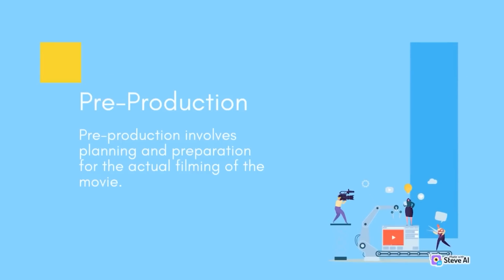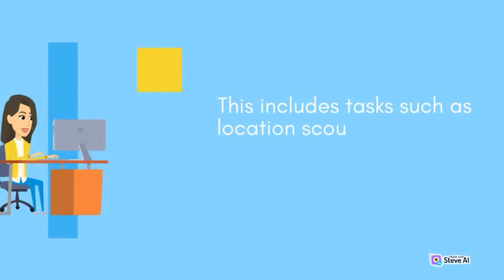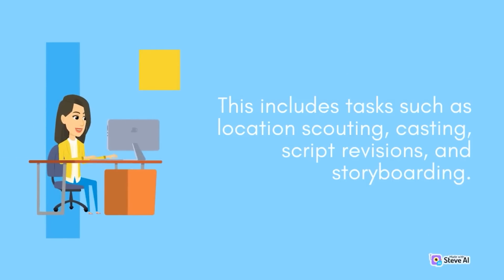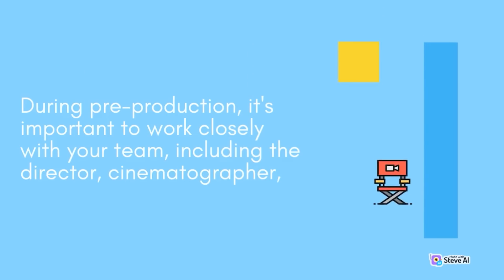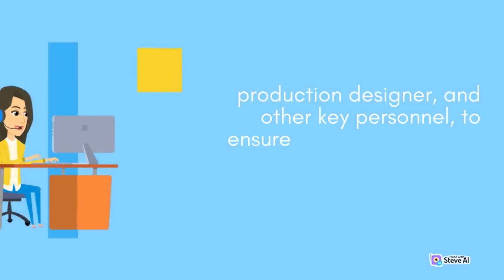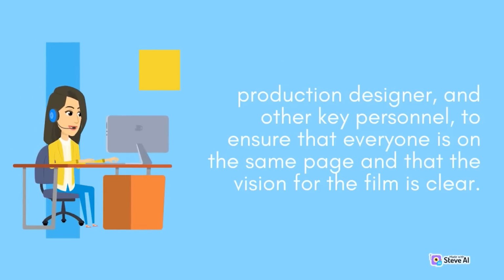Pre-production. Pre-production involves planning and preparation for the actual filming of the movie. This includes tasks such as location scouting, casting, script revisions, and storyboarding. During pre-production, it's important to work closely with your team, including the director, cinematographer, production designer, and other key personnel, to ensure that everyone is on the same page and that the vision for the film is clear.